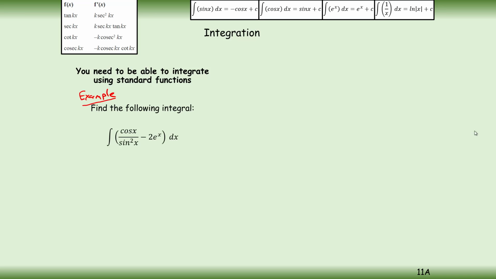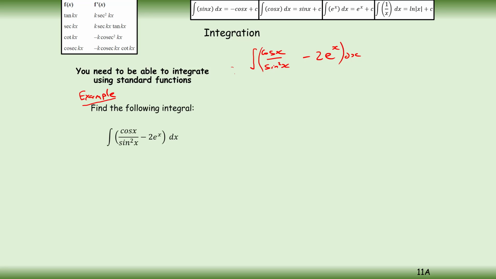Okay. So let's have a look at this example here. Find the following integral. We want the integral of cos x over sine squared x minus 2e to the power of x with respect to x. Now remember, we're doing standard functions here, so we're hoping it's going to be one of these functions that we've got at the top here. Let's rewrite it and have a look. So we want the integral of cos x divided by sine squared x minus 2e to the power of x with respect to x.